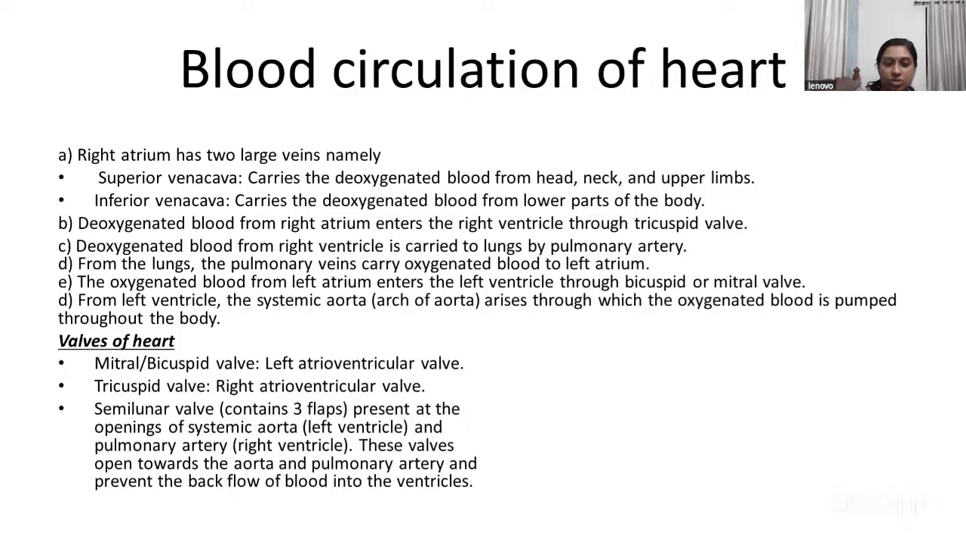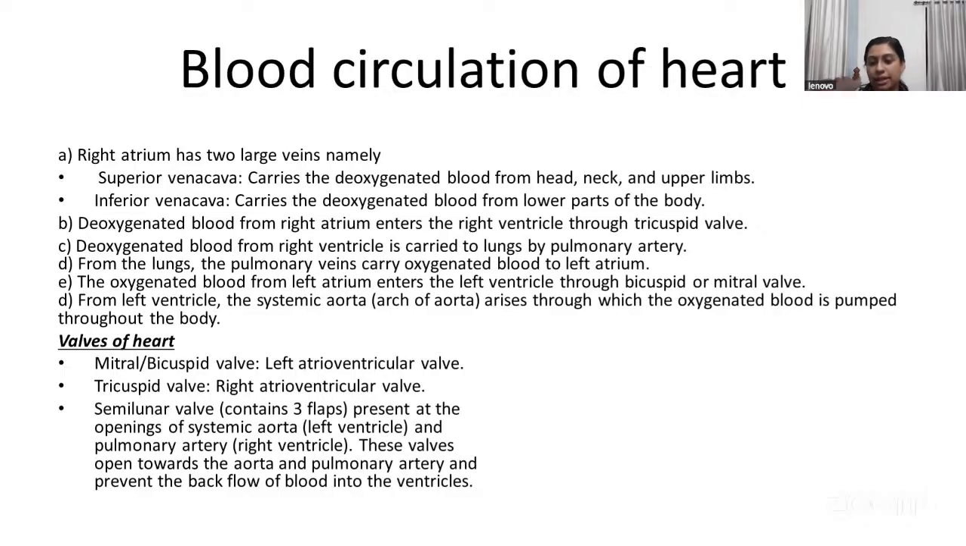And after that, the oxygenated blood from the left atrium is entering the left ventricle by means of the mitral valve. Between the left atrium and left ventricle we have the mitral valve, and between the right atrium and the right ventricle, we have the tricuspid valve. After the oxygenated blood comes to the left atrium via the pulmonary vein, it is reaching the left ventricle. From the left ventricle, this oxygenated blood is carried to different parts of the body by means of the arch of aorta. Okay. So the systemic arch of aorta arises, through which the oxygenated blood is pumped throughout the body.